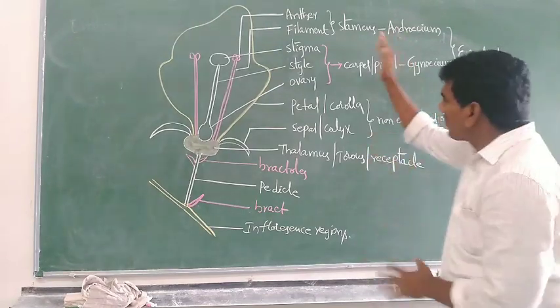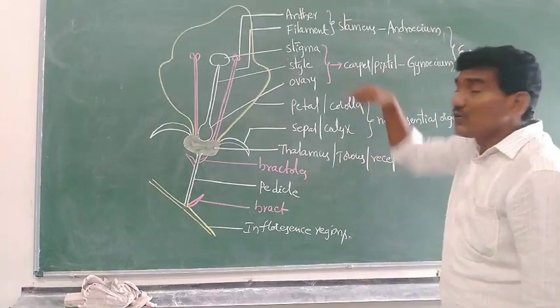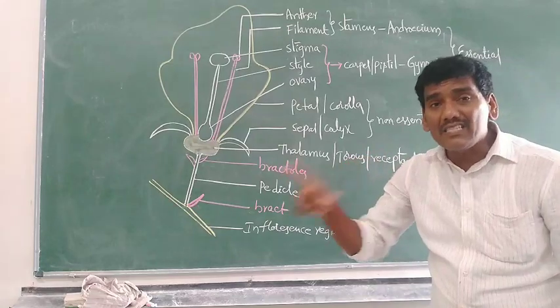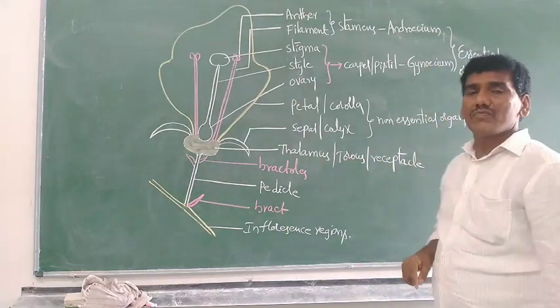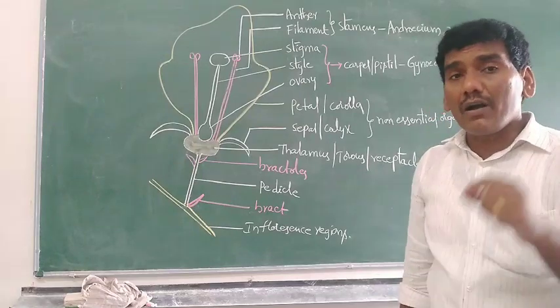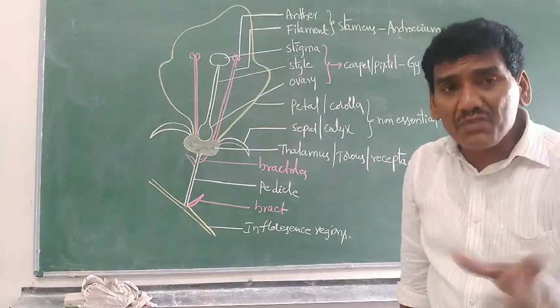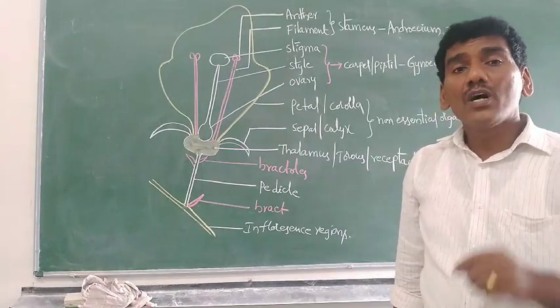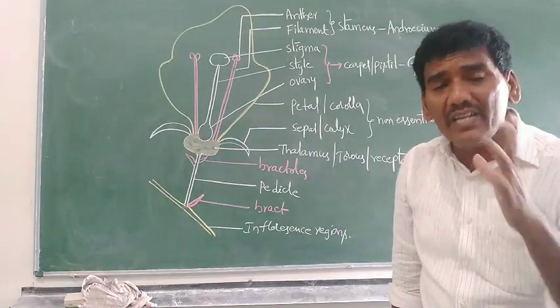The fourth whorl is the female reproductive whorl, the carpel, or gynoecium. It produces the megaspores, which contain the female gametes.